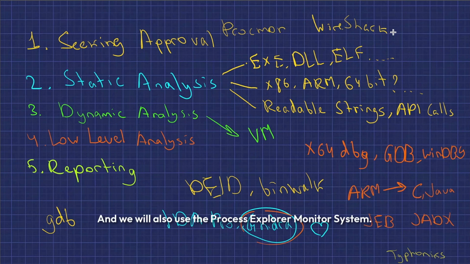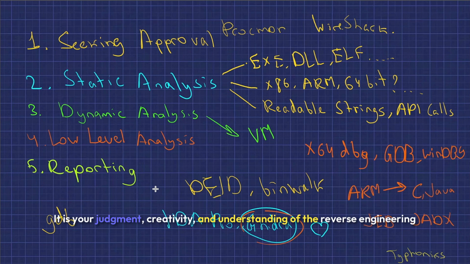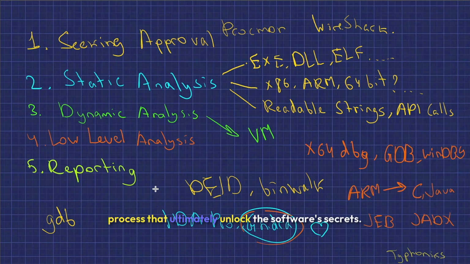And we will also use Process Explorer to monitor the system. We can also monitor system-level activity during execution. And these tools continue to evolve alongside modern software, and no single tool here is enough. It is your judgment, creativity, and understanding of the reverse engineering process that ultimately unlock the software's secrets.